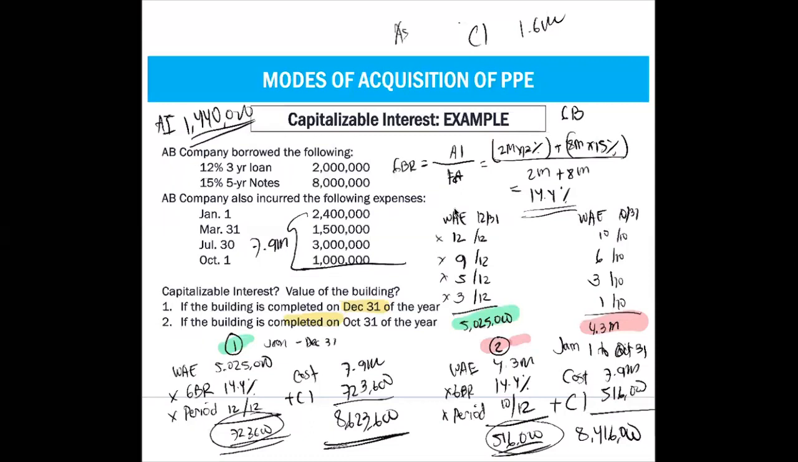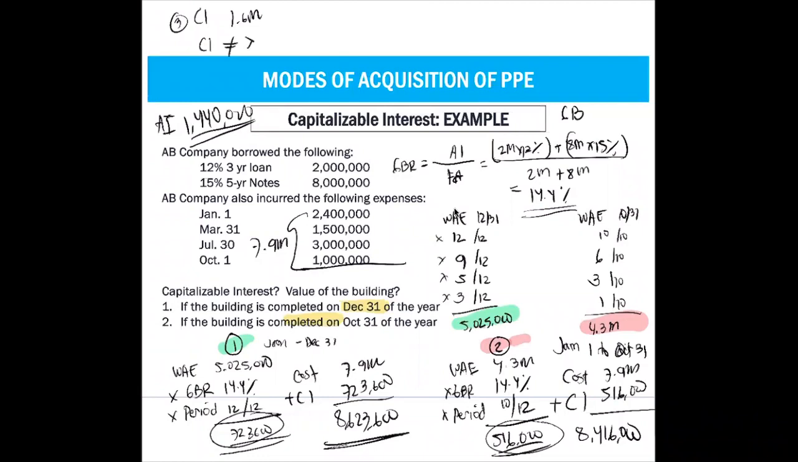Okay. Assumption 3. Assumption 3, ang na-compute mong capitalizable interest ay 1.6 million. If that is 1.6 million, how do we compute then for your capitalizable interest? Sabi natin, your capitalizable interest must not be greater than the actual interest. So ang limit mo lang ay yung actual interest. So ang capitalizable interest, assuming assumption 3, 1.6 million. And what is the actual interest? 1.44 million. What is lower? 1.44 million. So yan ang dadagdag natin.